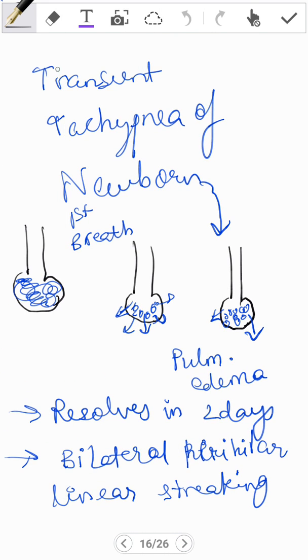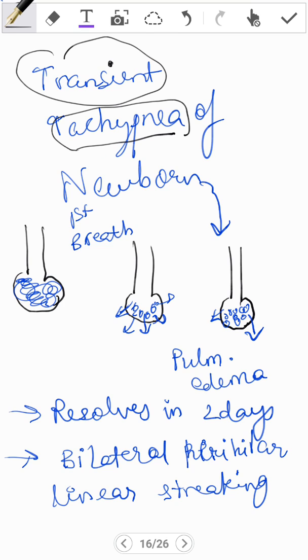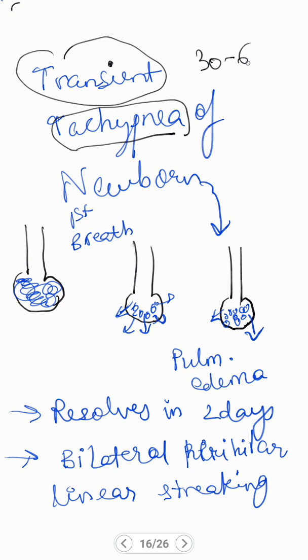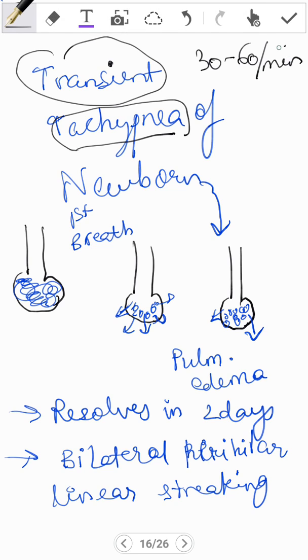Now coming to transient tachypnea of the newborn. This is kind of self-explanatory. You see the word transient tachypnea. So the baby is going to have increased RR. But before that, you should know what is the normal RR. The normal RR being 30 to 60 breaths per minute.